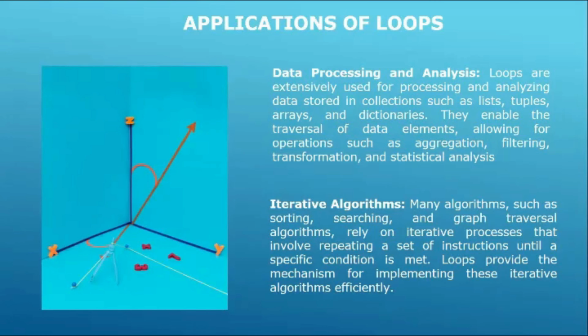To sort the elements from ascending order to descending order, or from smaller to bigger, we can use this for loop in order to sort. And for searching, to search the middle number or whichever number we want, we can use the searching technique. And graph traversal algorithms: if you want to traverse through trees or graphs, we can use our for loops.